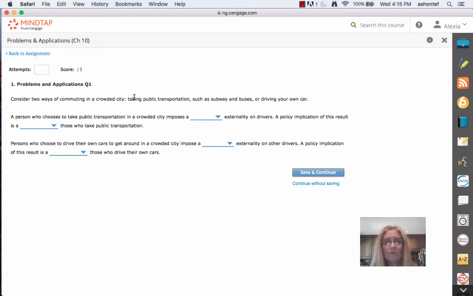So if people take public transportation, one of the nice things that happens is there's less pollution in the city because people are taking the public transportation. While on the other hand, if people are driving their own cars into the city, they're going to be creating more pollution. So I think you'll be able to figure out which one here has the positive externality and which one is the negative. Just think of positive as being beneficial, negative having that extra cost.